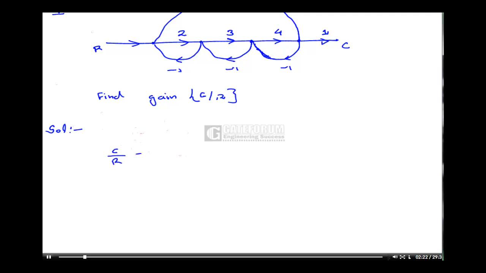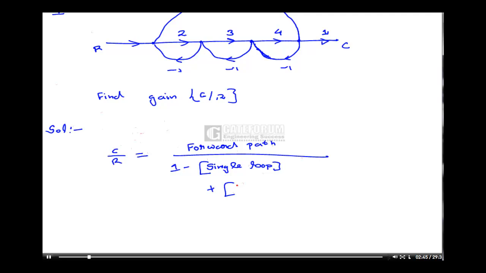C by R according to Mason's gain formula is forward path upon 1 minus sum of all the single loops taken one at a time, then 2 non-touching loops taken 2 at a time. Both we have to take. Okay, like this, then taken 3 at a time, then taken 4 at a time, sum of all the non-touching loops.